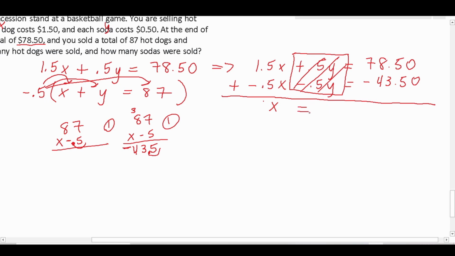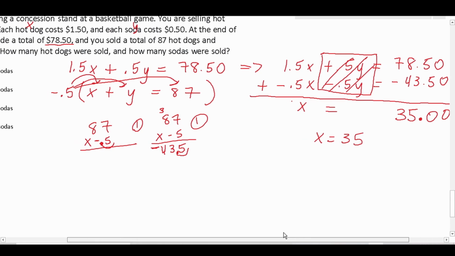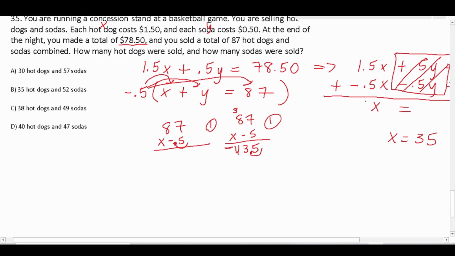And now we're just going to go ahead and do this, notably 78.50 minus 43.50. 0 minus 0 is 0. 5 minus 5 is 0. Drop down your decimal in place. 8 minus 3 is 5, and 7 minus 4 is 3. So we can see x equals 35. x refers to the number of hot dogs that were sold. So we can see that 35 hot dogs were sold, and the only answer choice that includes that is B.